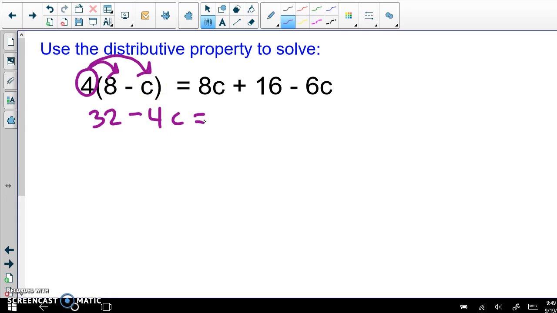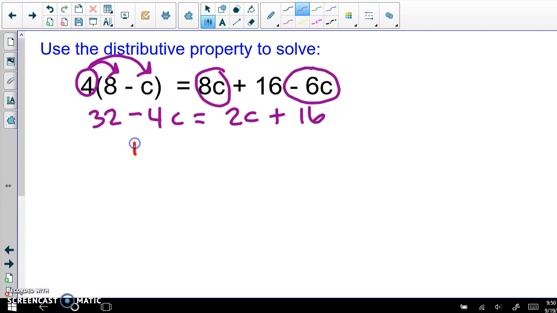On the right-hand side of my equation, I don't have any distributive property, but I do have some simplifying I can do. I notice that I have some like terms. 8c minus 6c is 2c, and then this plus 16 is my only constant, so it won't combine with anything else. But now I have an equation with variables on both sides. So I'm going to use yesterday's lesson to help me get all of my variables on one side and all of my constants on the other.